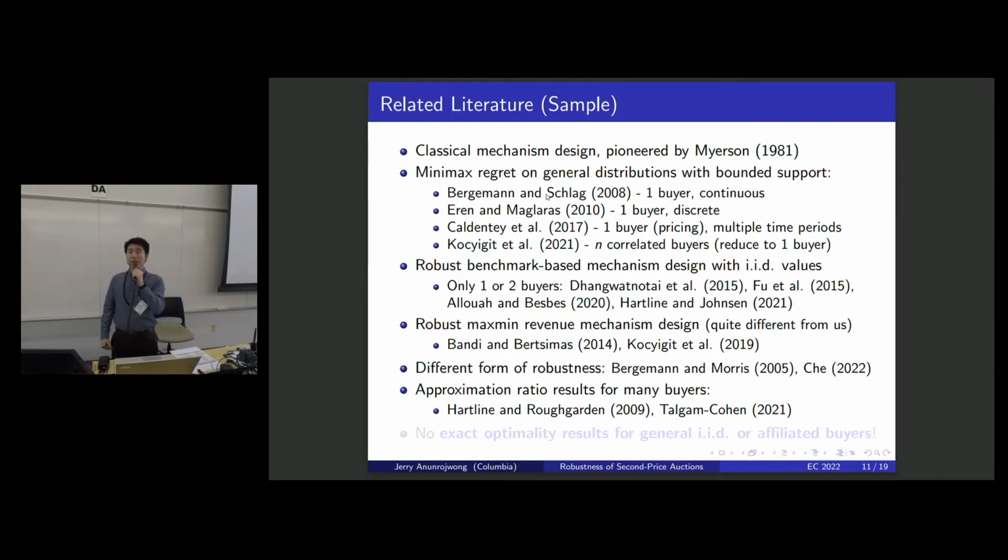There is also significant work in the algorithmic game theory literature that proves approximation ratio results, but they tend to focus more on proving bounds in more complex settings, whereas we focus more on proving exact optimality results. There are no such exact optimality results before for an arbitrary number of buyers, IID, and affiliated, and this is the focus of our work.